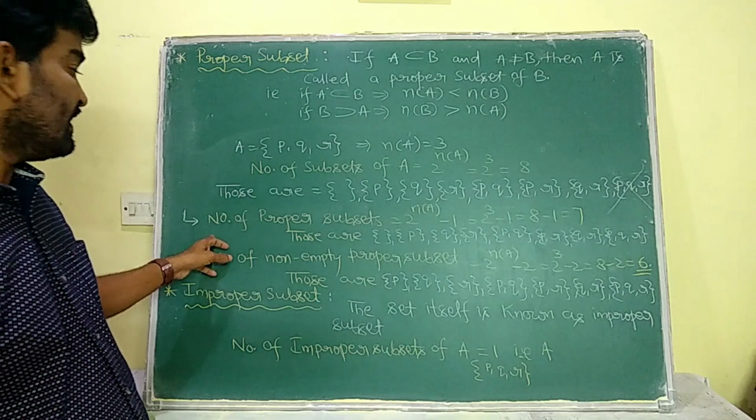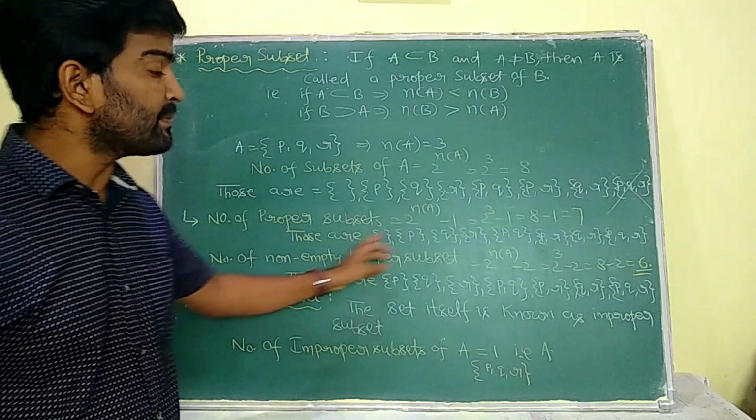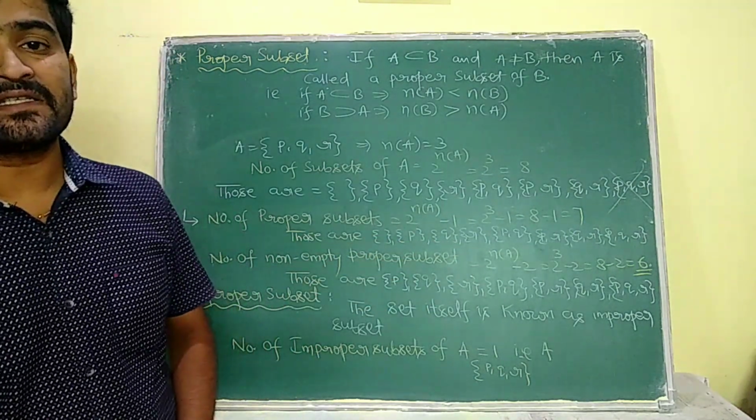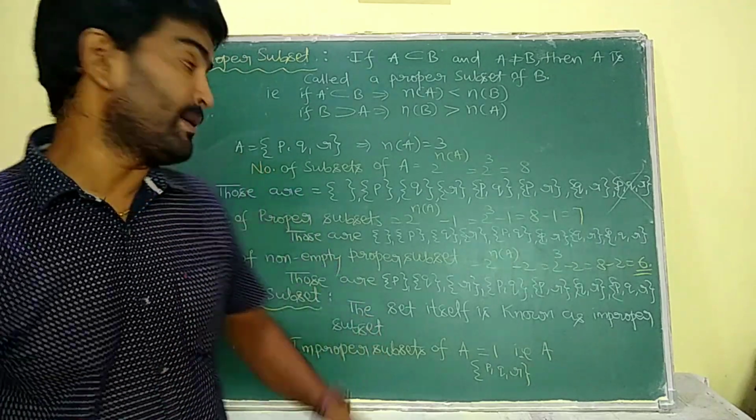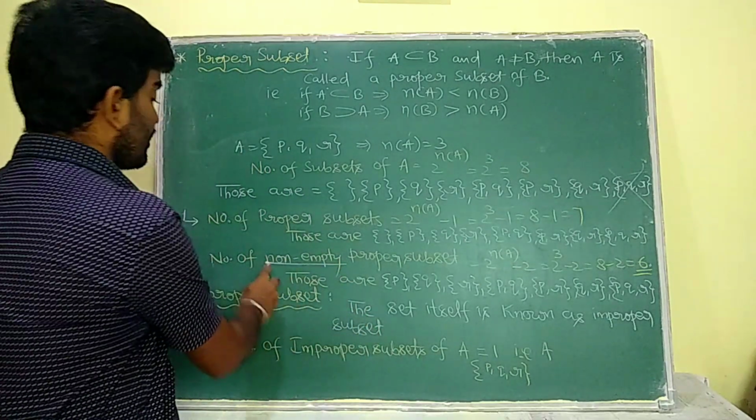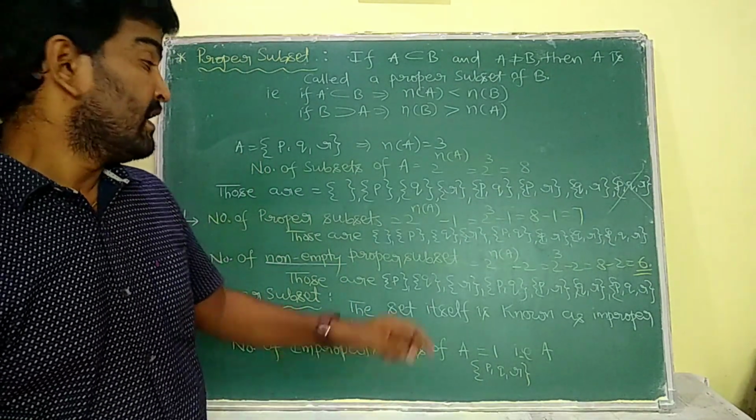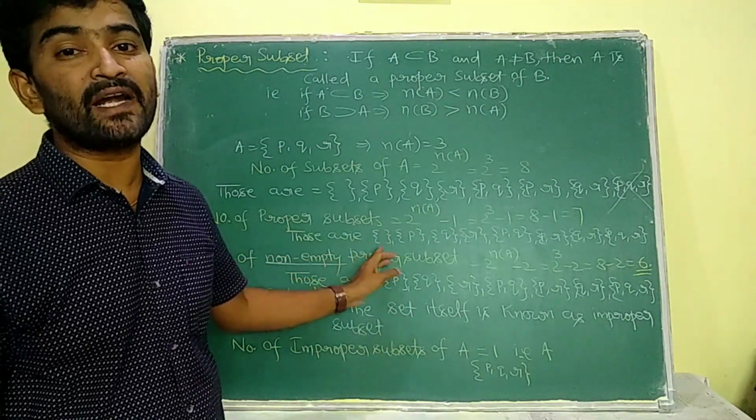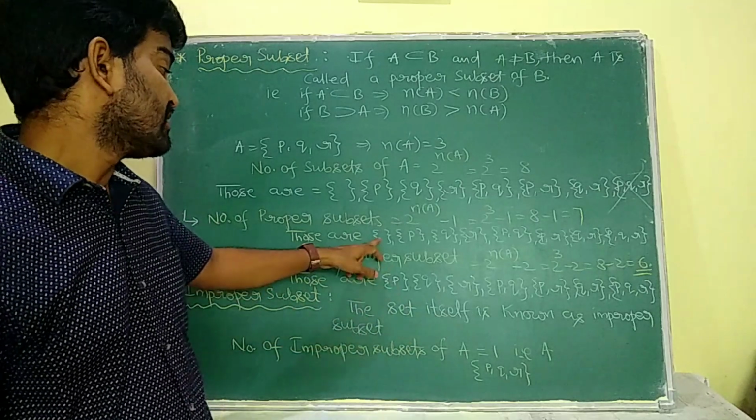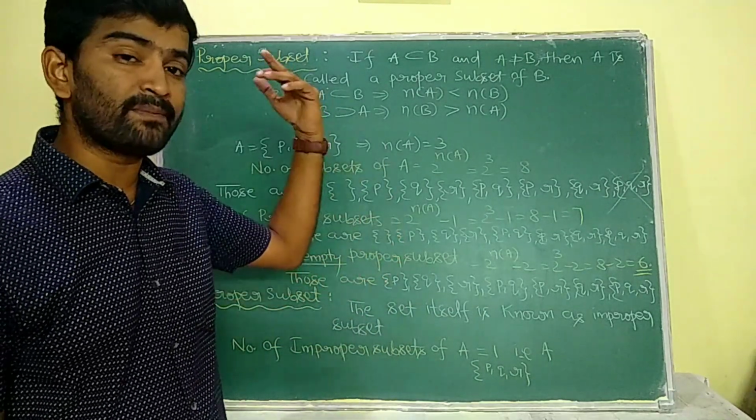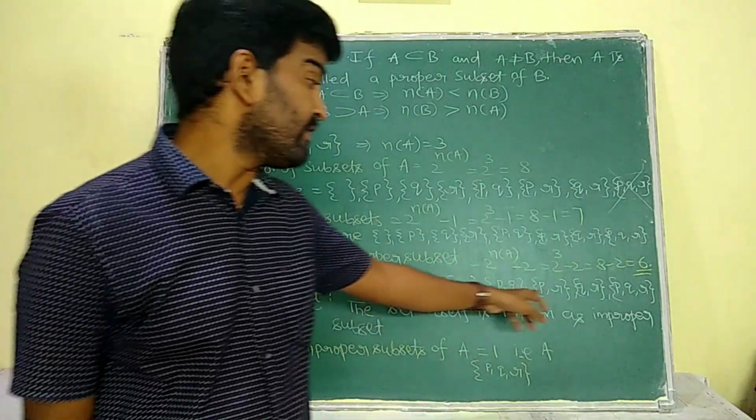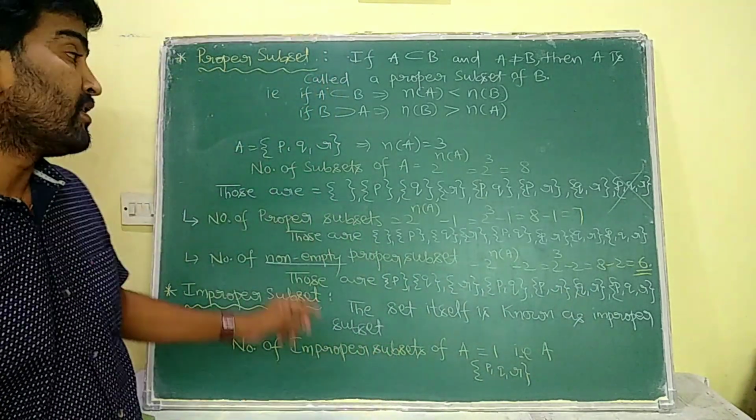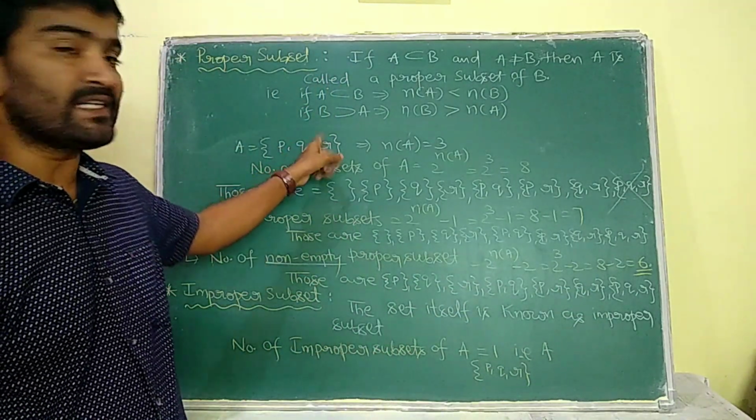Next, the number of non-empty proper subsets. That means we have to remove the empty set also. Why? Because here we are asked to write non-empty proper subsets. This empty set is also a proper subset, but we are asked to write non-empty proper subsets. So from this we have to remove the empty set also. Then the remaining 6 subsets are non-empty proper subsets of the set A.